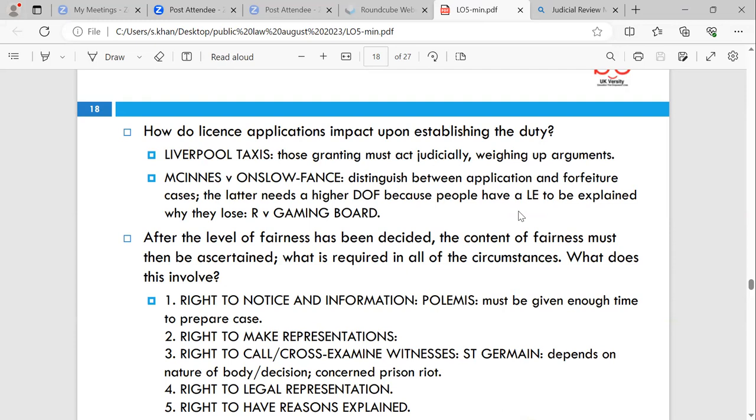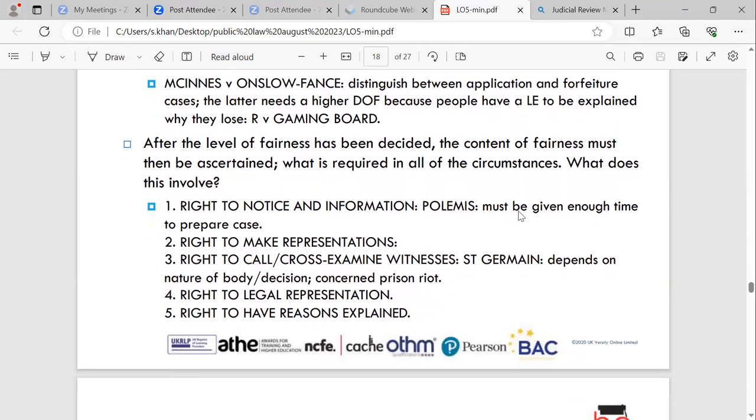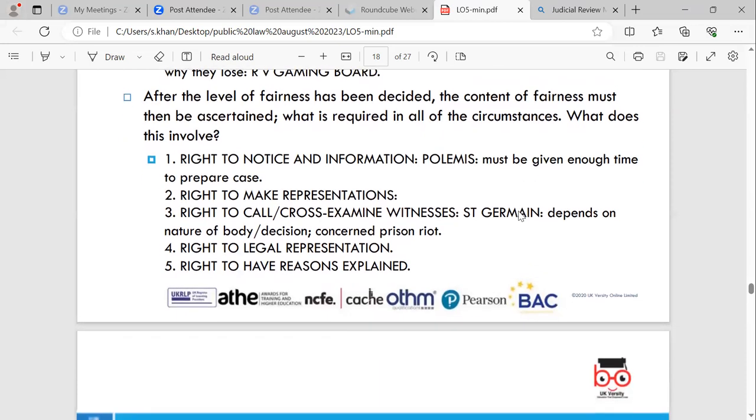And then after the level of fairness has been decided, the content of fairness must then be ascertained. What is required in all of the circumstances? What does this involve? The right to notice and information, as claimants must be given enough time to prepare. The right to make representations, the right to call and cross-examine witnesses. St German depends on the nature of the body and decision concerned, such as a prison riot. The right to legal representation, and the right to have reasons explained.